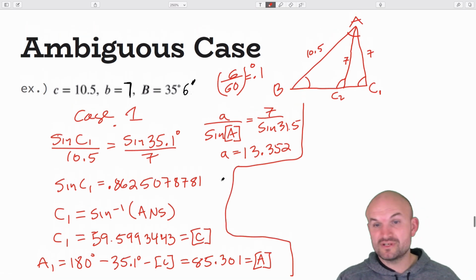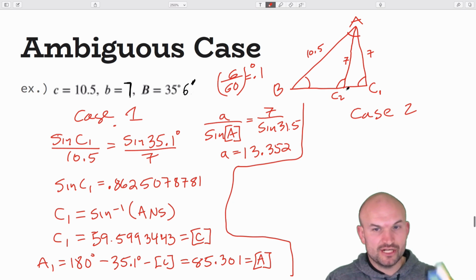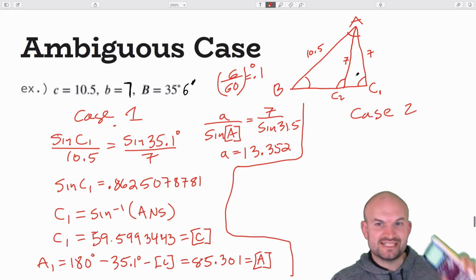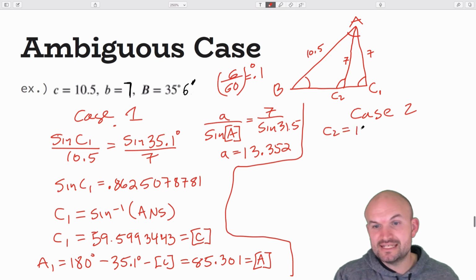Now, again, that is for C1. That is assuming it's an acute triangle. But what about if it's an obtuse triangle? So that'd be case 2. So then we need to understand what is the relationship here between C2 and C1? Well, again, they're supplementary angles. So C2 is equal to 180 degrees minus C1.